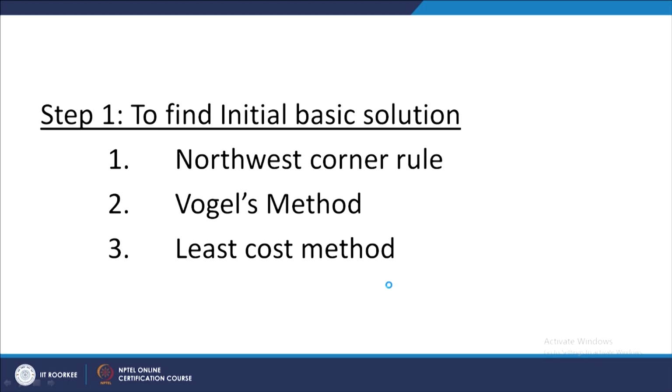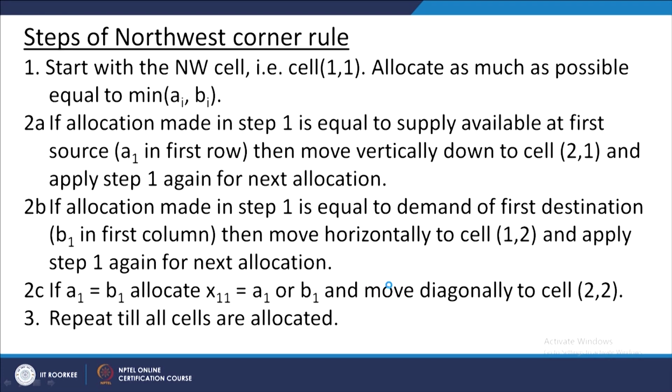So, let us look at the first step, that is to find the initial BFS that is to be used for the transportation algorithm. There are 3 popular ways of finding the initial BFS, and we will study each of the 3 methods. So, first of all, the northwest corner rule.